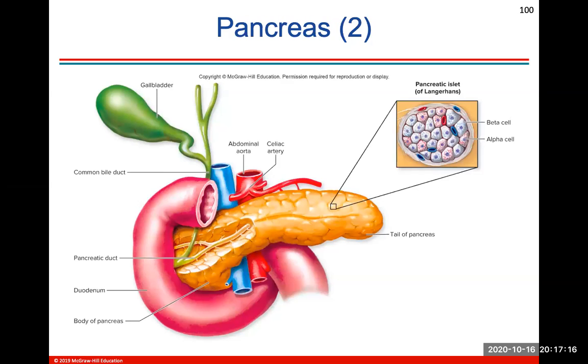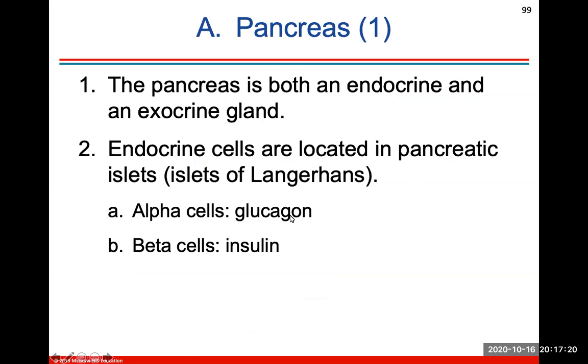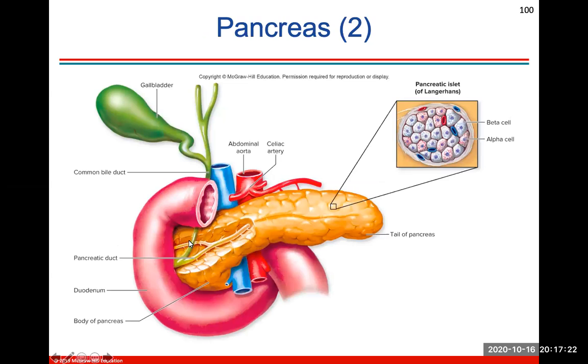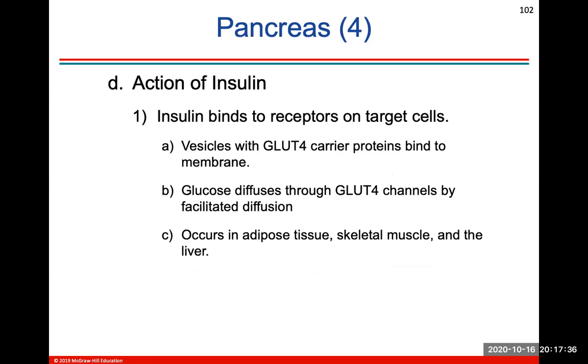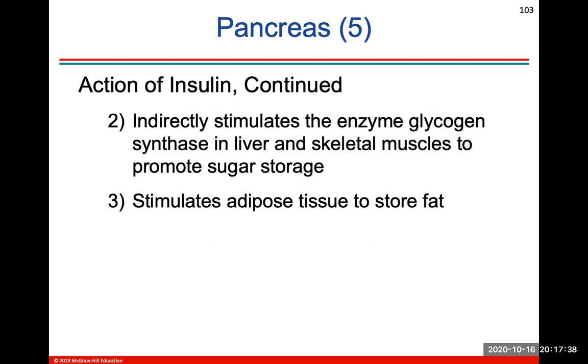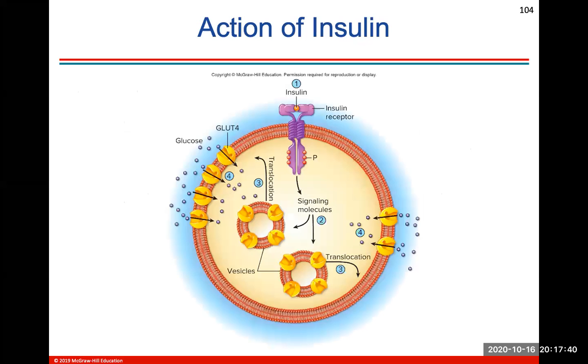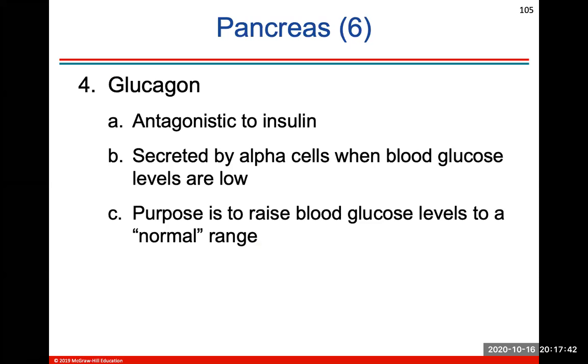So here's a look at the pancreas and the alpha and beta cells. Alpha cells secrete glucagon, beta cells secrete insulin, and again, they have antagonistic effects. Insulin is the primary hormone which lowers glucose levels in the blood, so it'll be secreted when blood glucose levels rise, usually after a meal. You don't need to know the actions of insulin. I just want you to know that insulin lowers blood sugar levels.